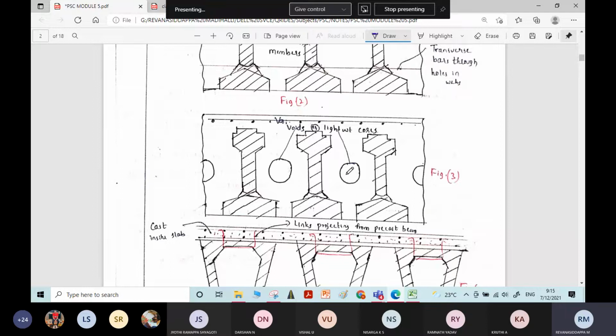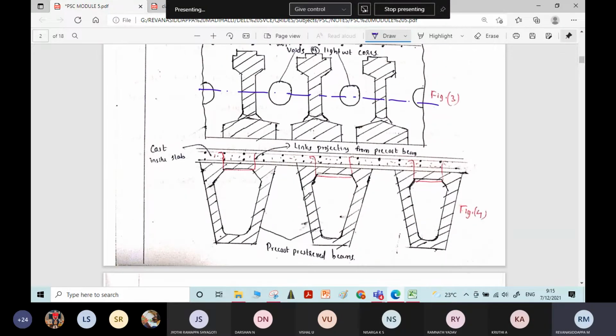And in the third case, there are some openings provided where the stresses are less or near zero, especially at the neutral axis. You all know that at the neutral axis the stresses are near zero. At that place they have given some openings so that some cost of material will be saved, or utilization of material in that zone will be saved.